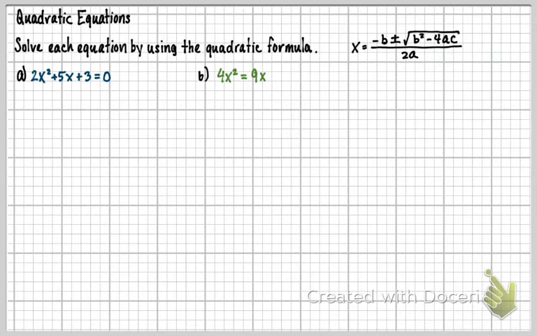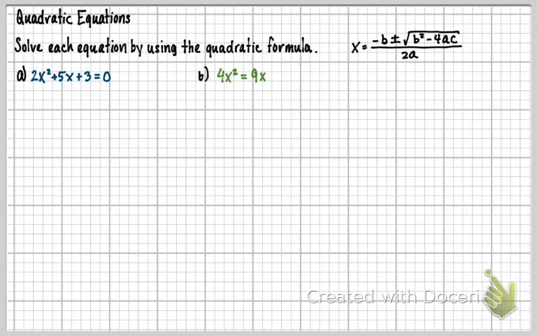In order to use this formula, our equation has to be in standard form: ax squared plus bx plus c equals 0. We have to have that equals 0 for this formula to work correctly. And we have to put our terms in descending powers, which means the x squared first, the x second, and then the number last. So keep that in mind as you go through these.